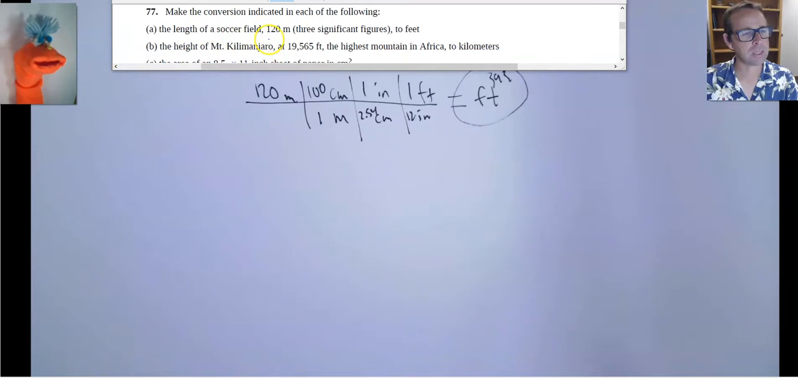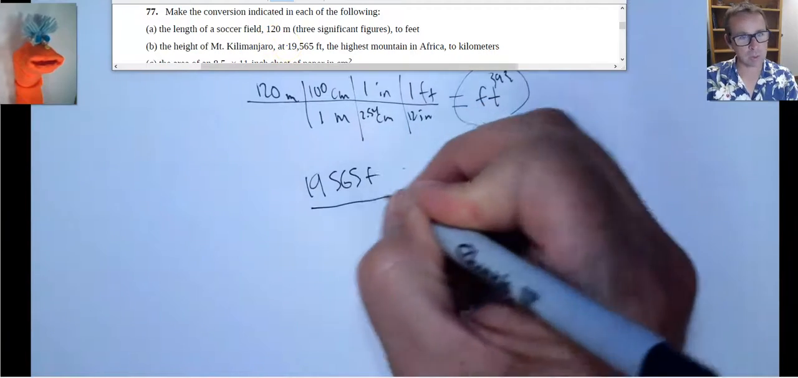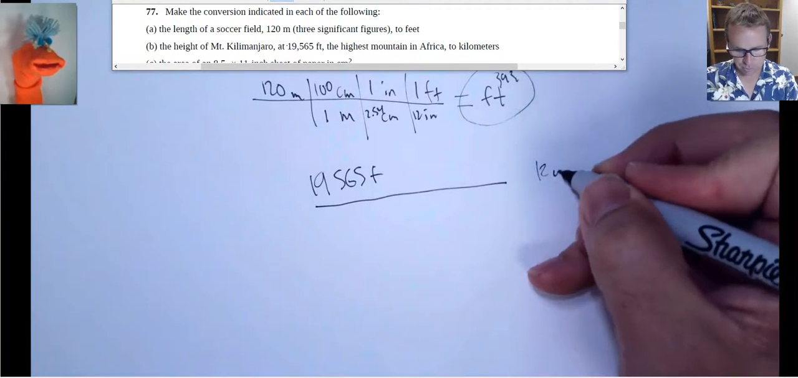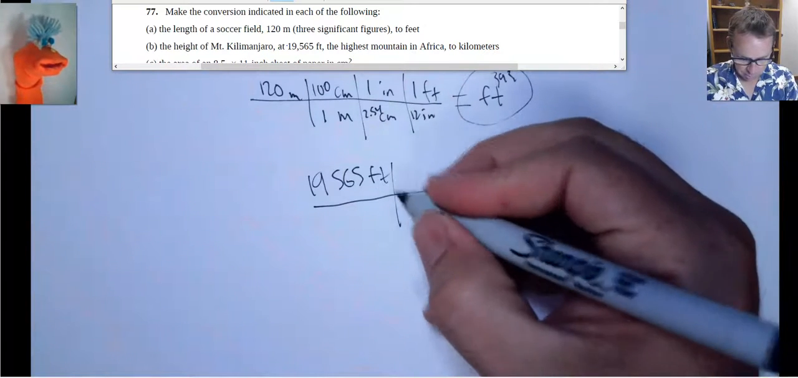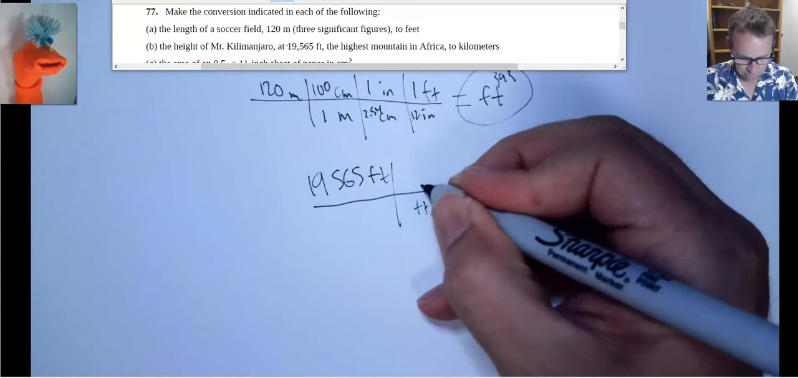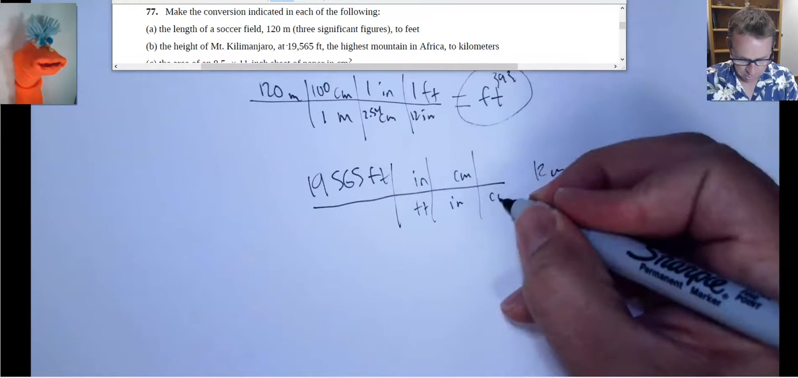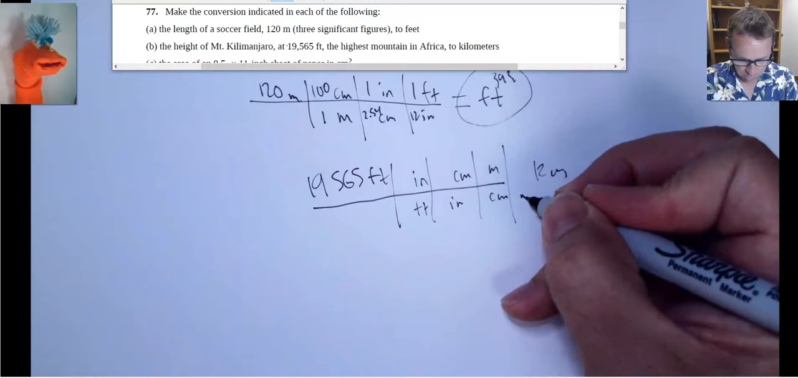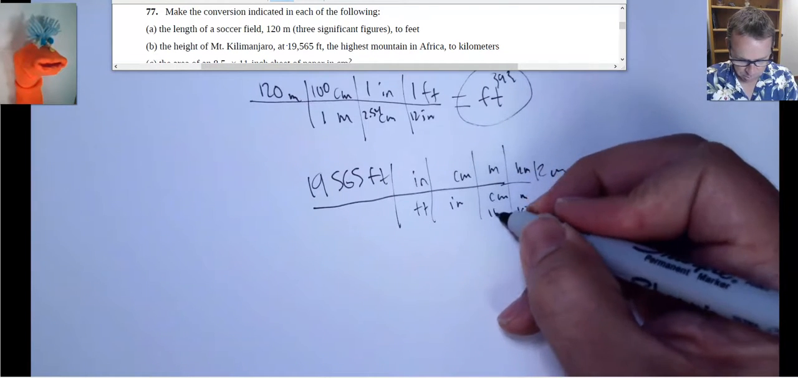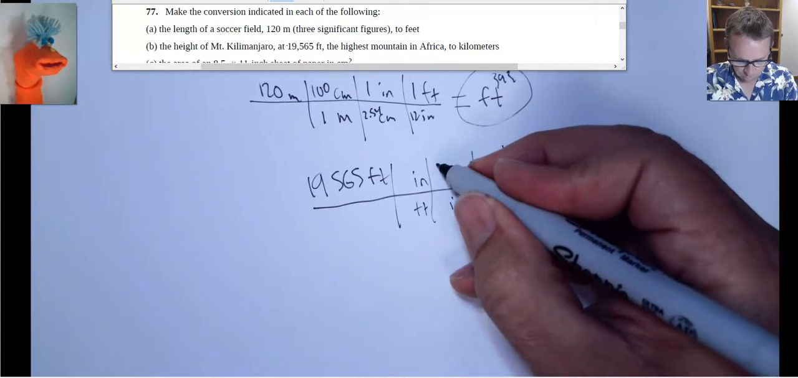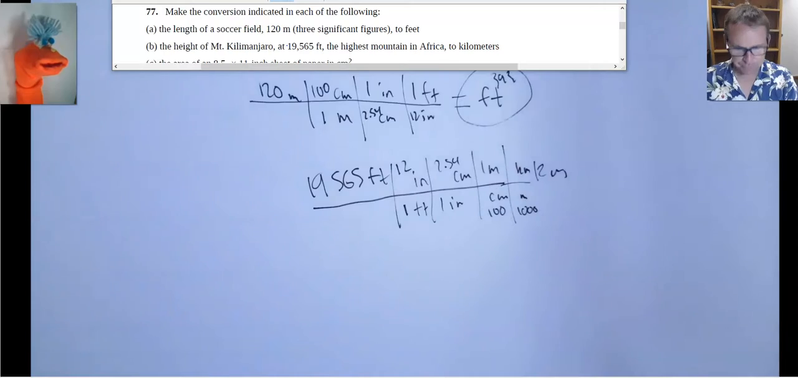The height of this mountain, 19,565 feet. And I want to go to what? Kilometers. How do I go from feet to kilometers? Inches to centimeters. Very good. That's the crossover, right? So feet goes to inches, and then inches can go to centimeters, and then centimeters can go to meters, and then meters can go to kilometers. So 1,000 meters per kilometer, 100 centimeters per meter, 2.54 centimeters per inch, 12 inches per foot.